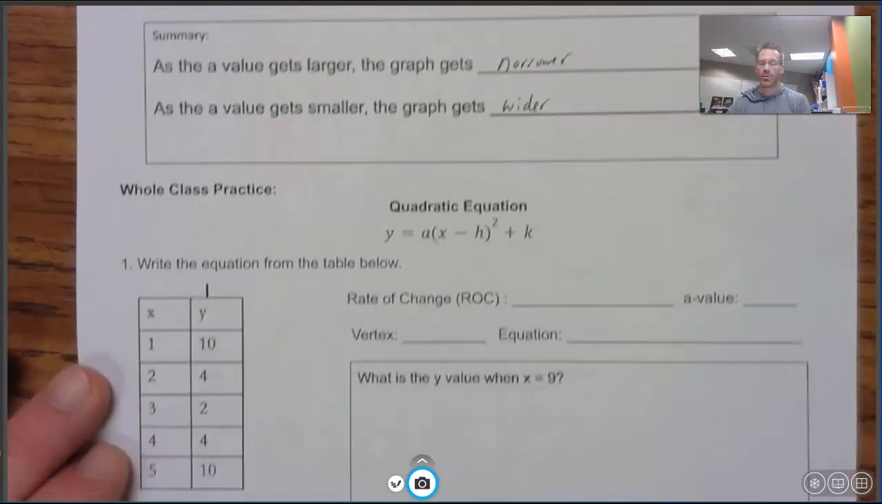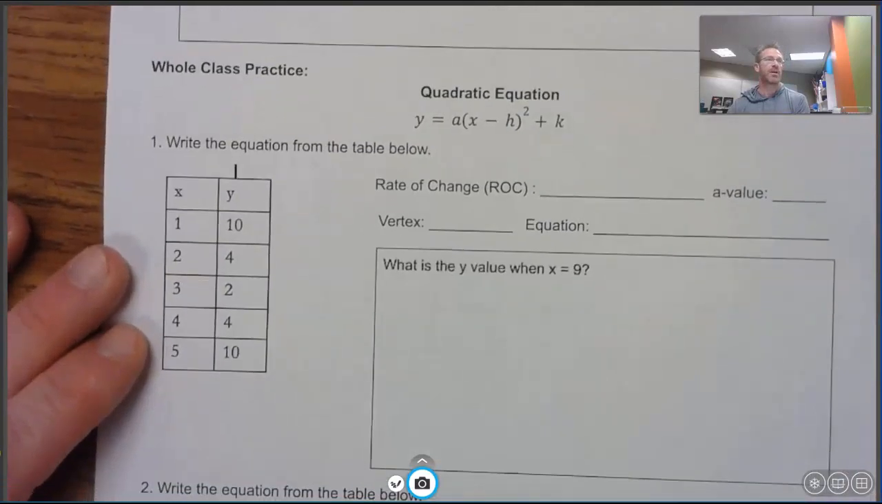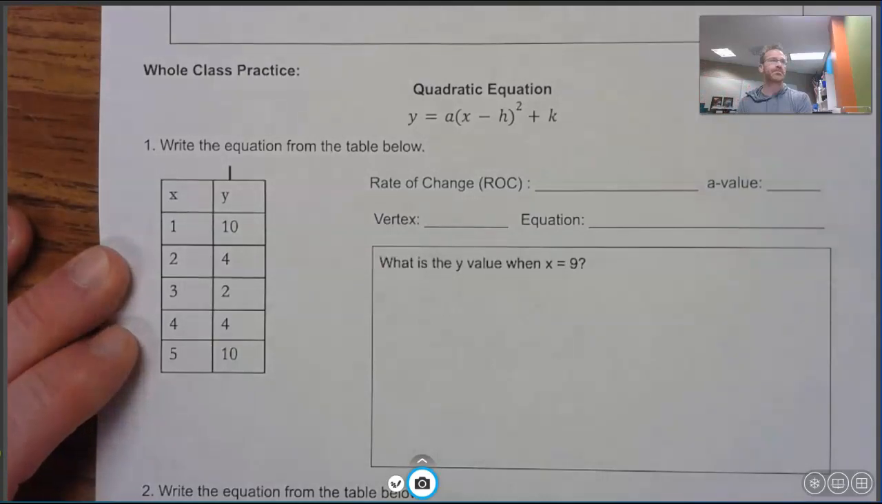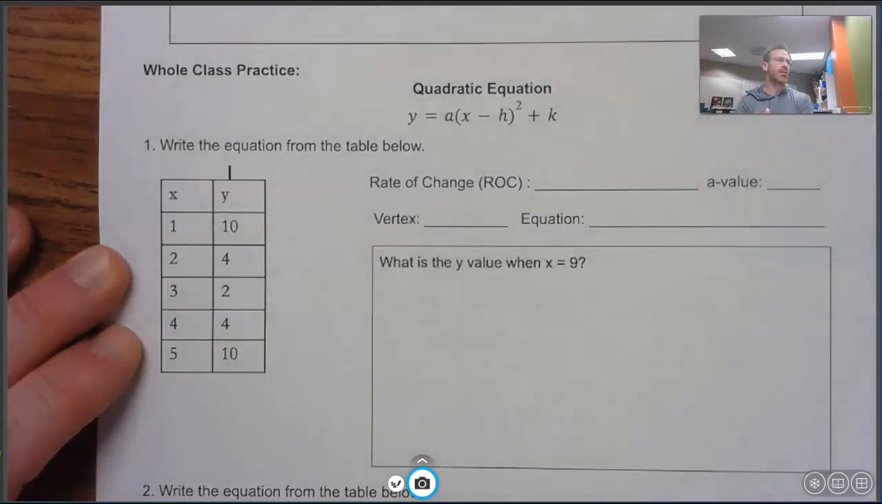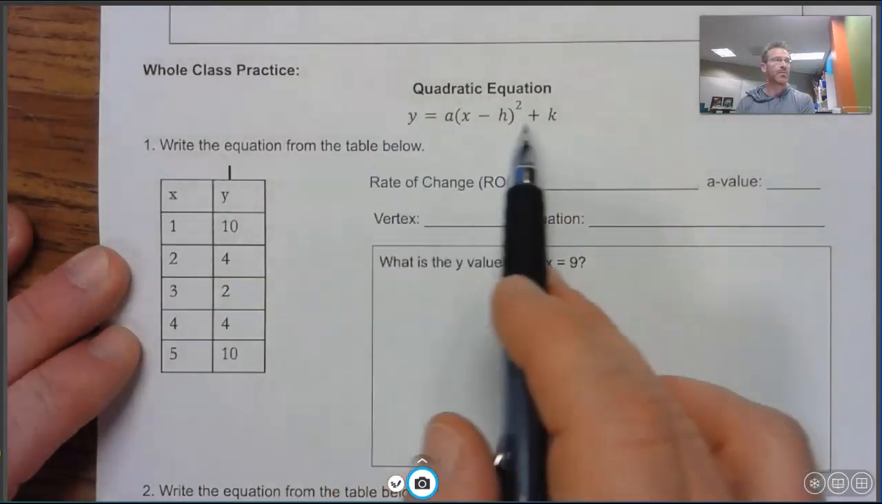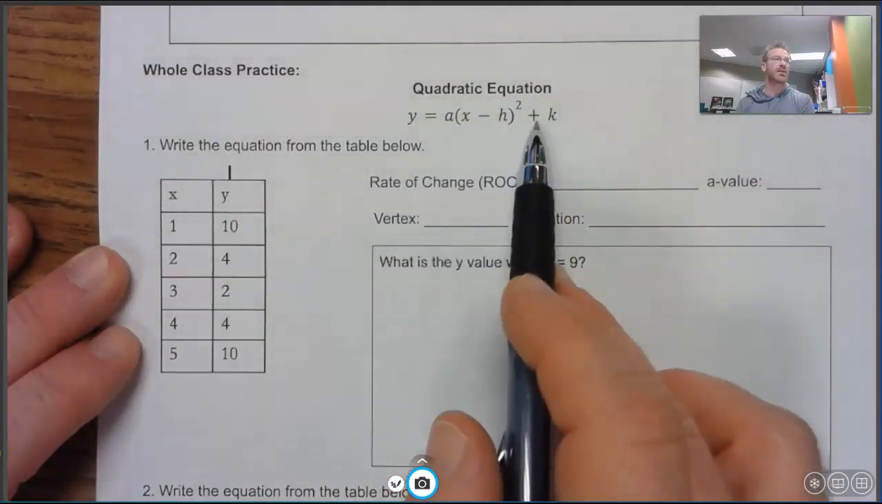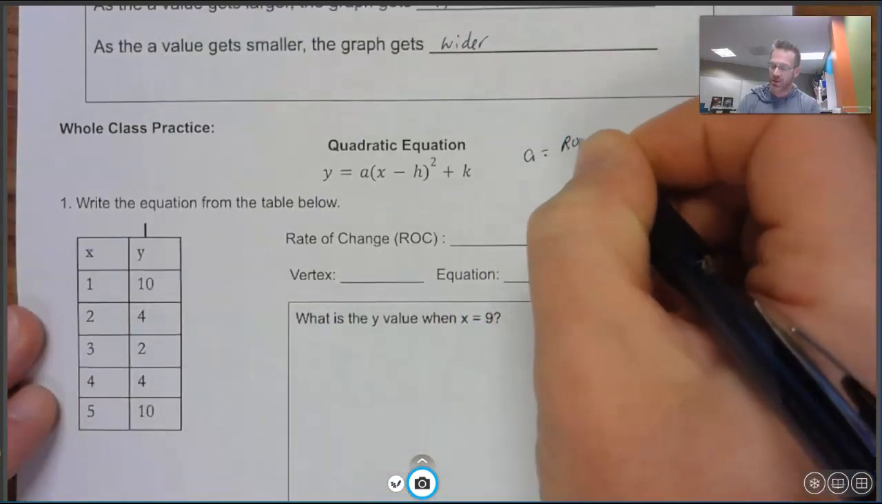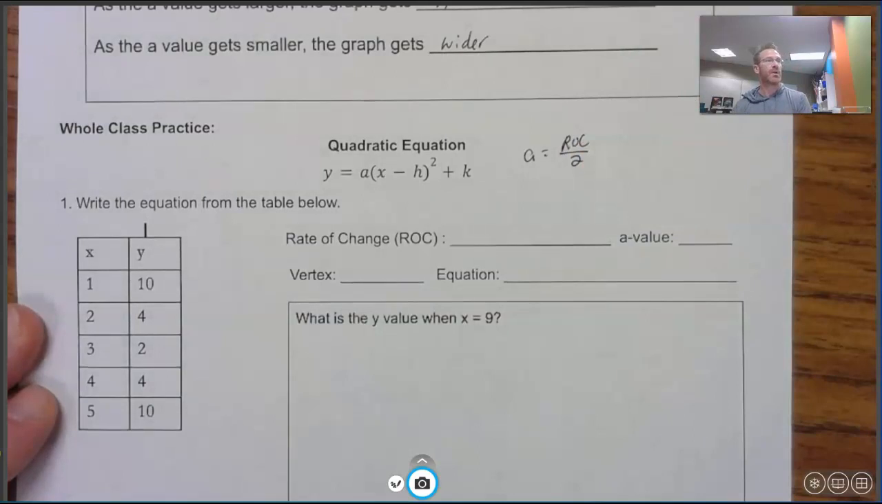So now once again, we're going to start with table of values, just to refresh our memory, writing equations of quadratics, and then we'll move into those other types of contexts. So when we look at our equation, HK, that's our vertex, our turning point. Now remember, and this is a reminder, A is our rate of change divided by 2. So we have to remember that. The A and the rate of change are not the same in a quadratic, slightly different.